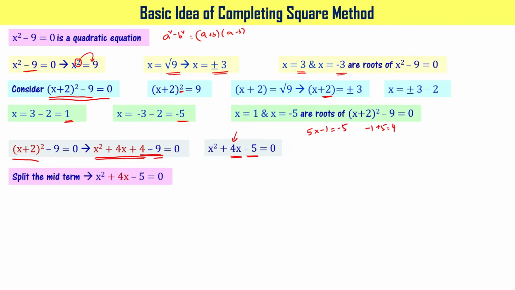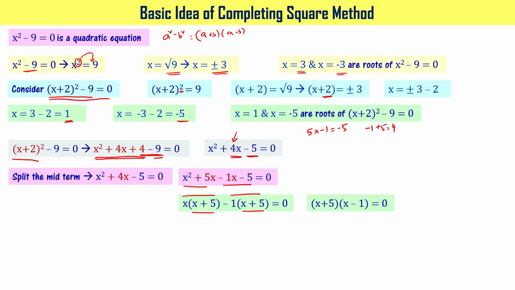When you split the middle term, you can write the equation as x square plus 5x minus 1x minus 5 equal to 0. I can take x as the common factor from first two terms and minus 1 as the common factor from last two terms. When I do that, the equation becomes x times x plus 5 minus 1 times x plus 5. Now you see x plus 5 is common across these two terms, right? I can take x plus 5 as the common factor out now so that the equation can be written as x plus 5 times x minus 1 equal to 0.